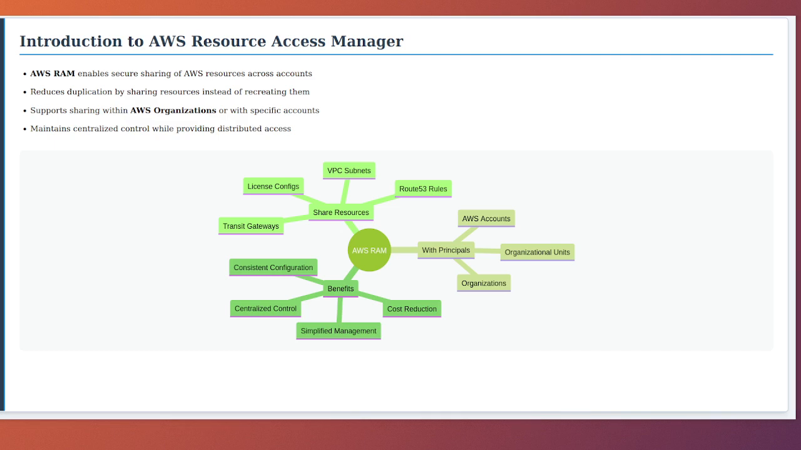Instead of creating duplicate resources in multiple accounts, which increases costs and management complexity, you can create a resource once and share it with other accounts. This approach reduces operational overhead and helps maintain consistency across your environment. The service supports sharing of many resource types including VPC subnets, transit gateways, Route 53 resolver rules, license manager configurations, and many more. Understanding RAM is essential for architects designing multi-account strategies and for anyone preparing for AWS certifications.